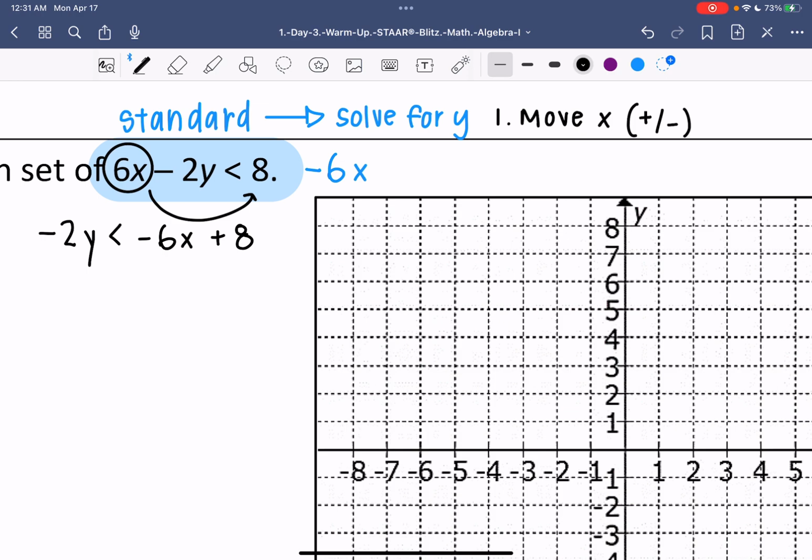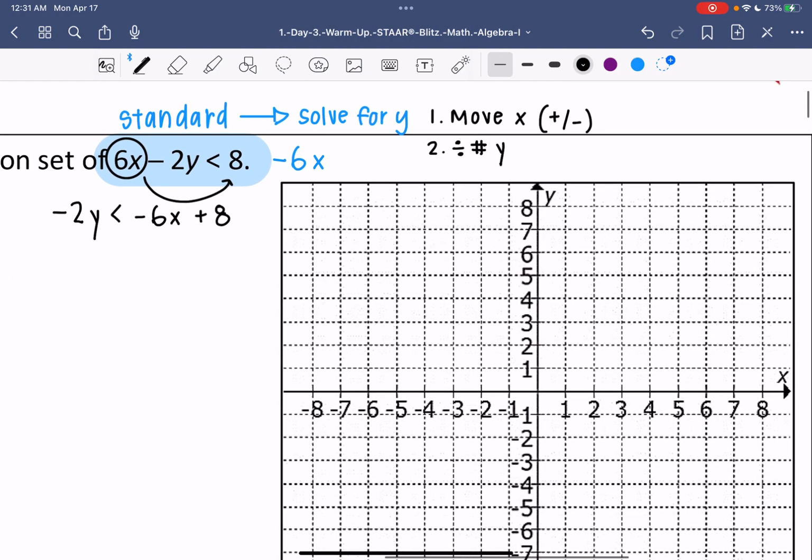And then our second step is to divide the number off of y. So I'm going to take whatever number is multiplying y, and I'm dividing it off. So this is when you're actually going to do math. Hopefully we remember the rule of dividing by negatives in inequality.